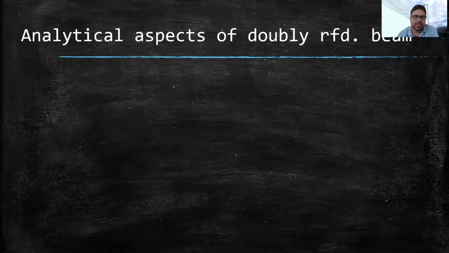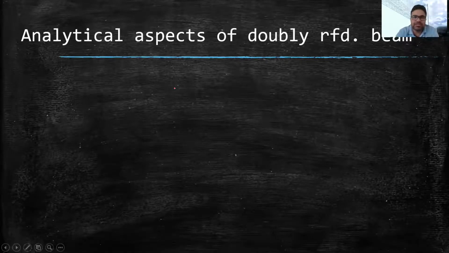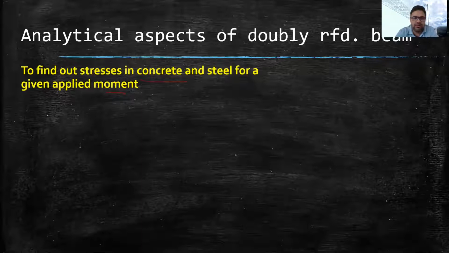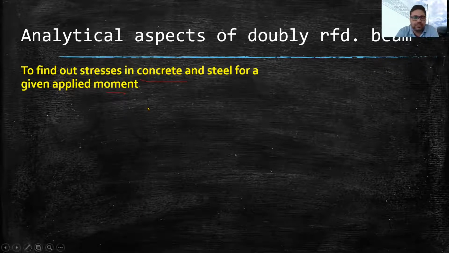Hello, welcome back. In this part, we are going to continue our discussion. Now, in this analytical aspect, we will explore another aspect, which is finding the stresses in concrete and steel for a given applied moment. I have explored this content in the case of a singly reinforced beam also, so on that extension, we are going to discuss it now in the context of the doubly reinforced beam.